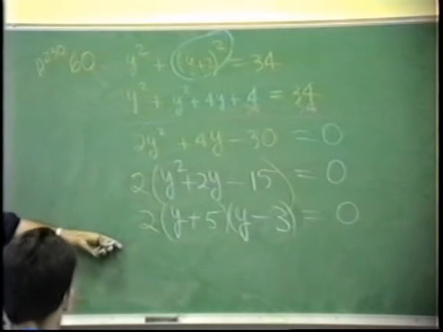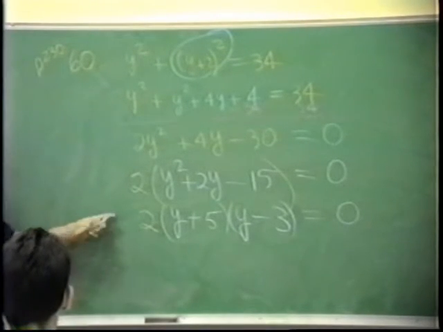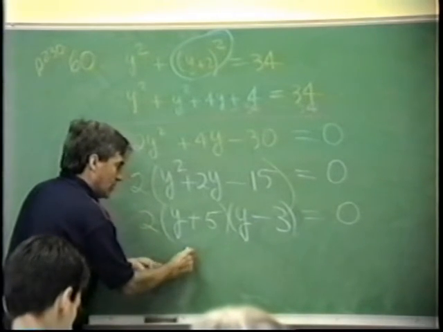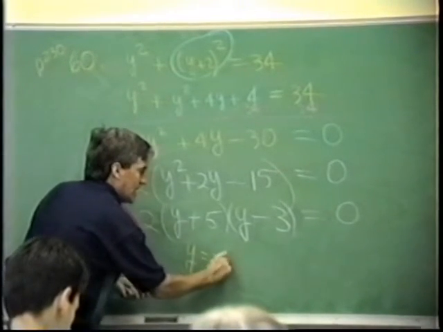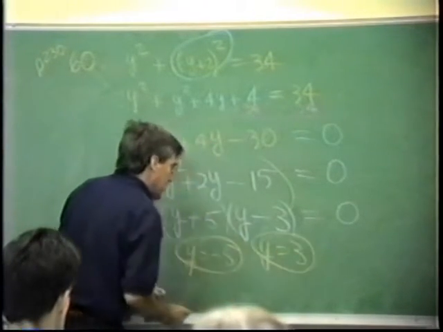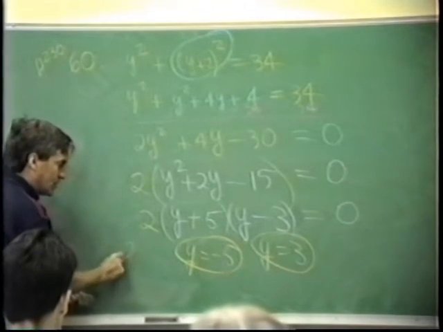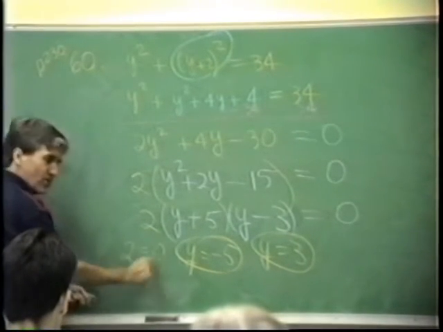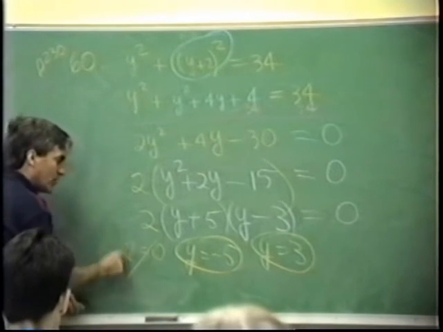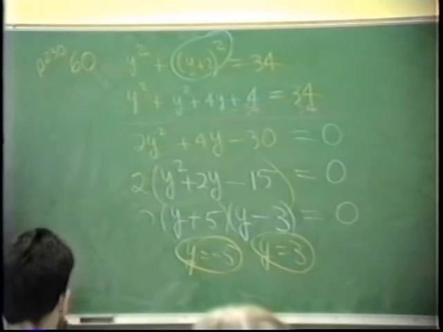Somebody always asks me, can I ignore the 2? I hate to ignore anything in a math problem, but yes, you can ignore the 2. The 2 has no effect on the problem. What's the answer to this problem going to be? Y equals negative 5. Y equals positive 3. And 2 cannot equal 0, so don't even bother writing it down. 2 can't equal 0, so just ignore it.